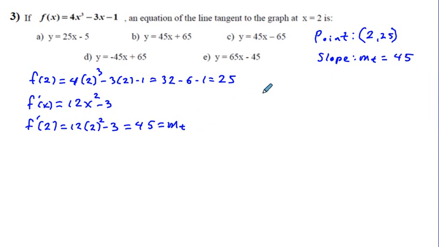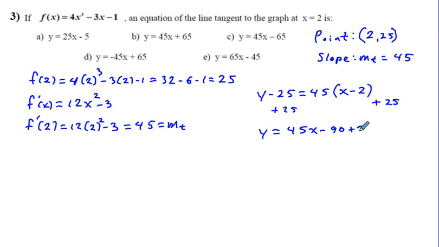Again, using, as we did in problem 2, point slope form, we have y minus 25 is equal to our slope 45 times quantity x minus 2. Now we're going to add 25 to both sides. So we have y is equal to 45x minus 90 plus 25, which is going to be equal to 45x minus 65. So that's going to be our answer, choice C.